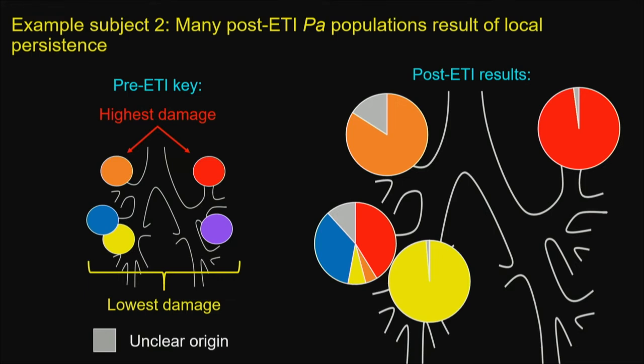However, in this patient, we also found regions that were mixed. And so in this particular region, about a third of the isolates were the result of local persistence, as indicated by this blue section. And then about a third of the isolates were the descendants of the red region, indicating migration into that region. And then finally, in this last region, we see that over half of the isolates descend from another region, indicating migration into that region. And so while this patient does have mixed patterns, their populations were mostly the result of local persistence.